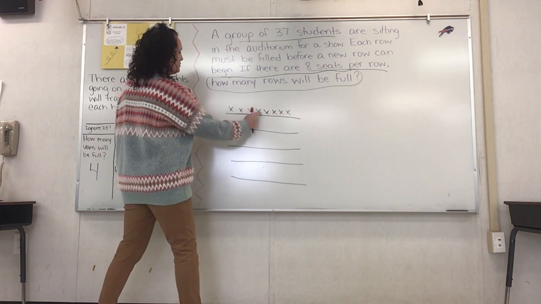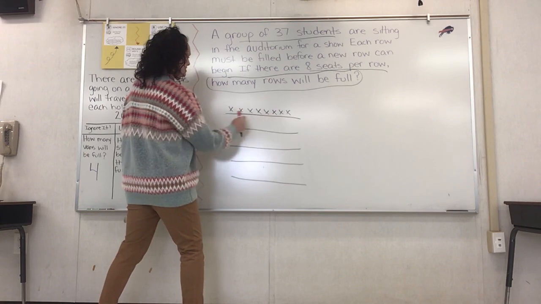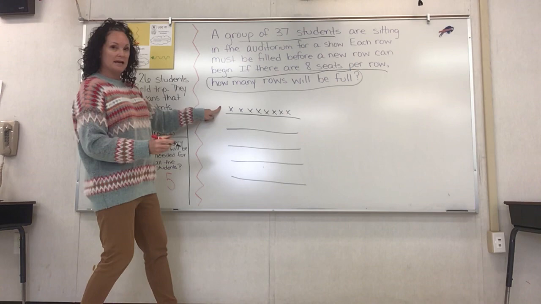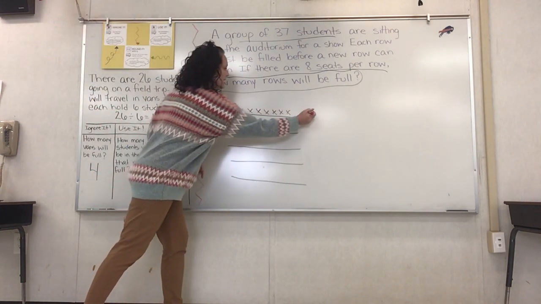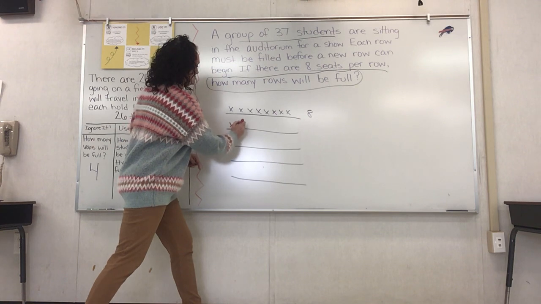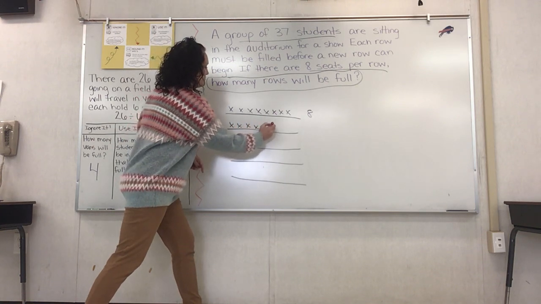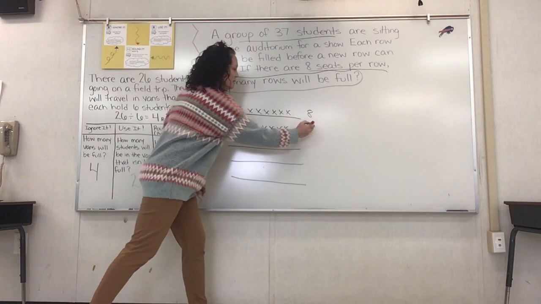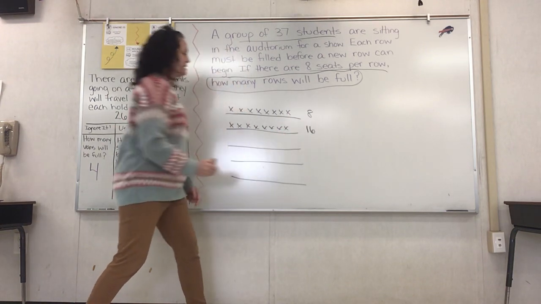One, two, three, four, five, six, seven, eight, right? All right, this row's got eight. So let's put eight on this row. Eight plus eight comes to 16.